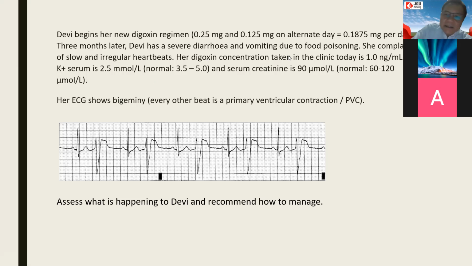So what is not normal here? The potassium is low, lower than the lower limit, 2.5. Actually, potassium is very sensitive, because the normal range is only 3.5 to 5. If you are less than 3, you have a risk of arrhythmia. If you have above 5, you also get a risk for arrhythmia.